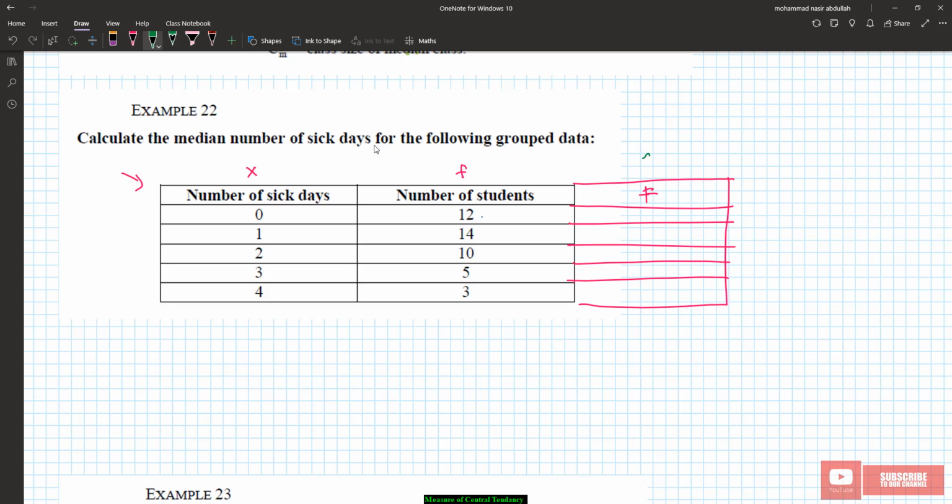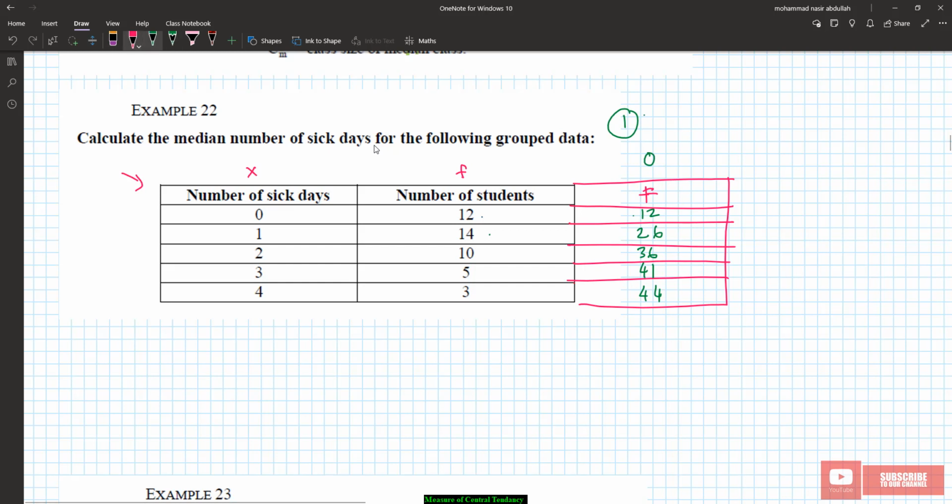Now cumulative frequency starts before the first class. This one should be 12. 12 plus 14 is 26. 26 plus 10 is 36. This is 41 and this is 44. Is it right? Double check before you calculate everything. Yes. So now this is the first step. We already constructed a cumulative frequency table.